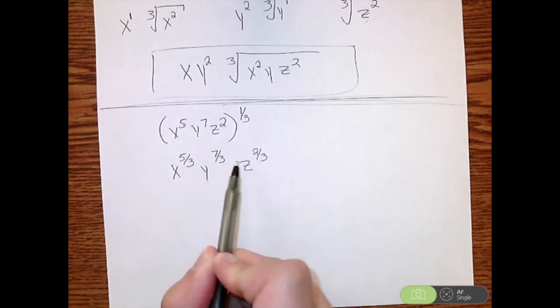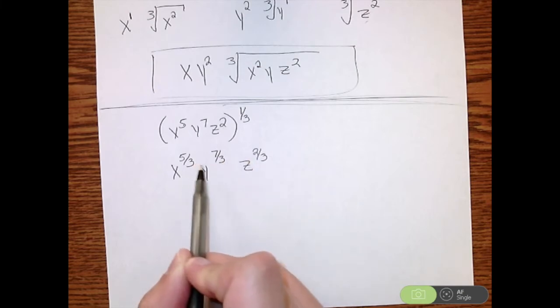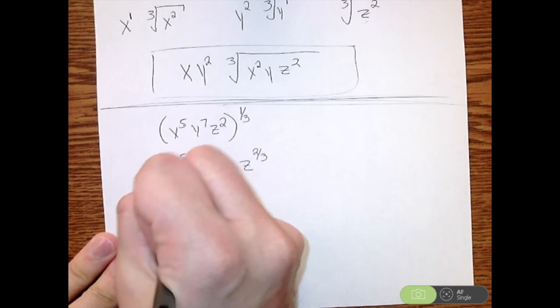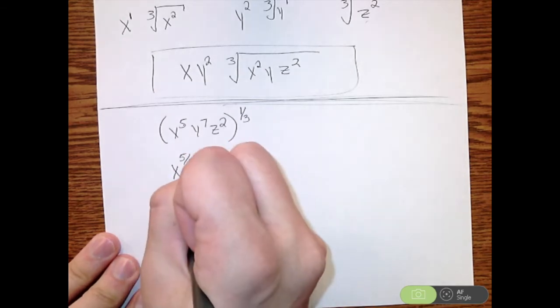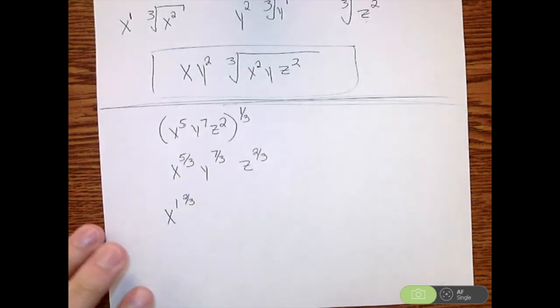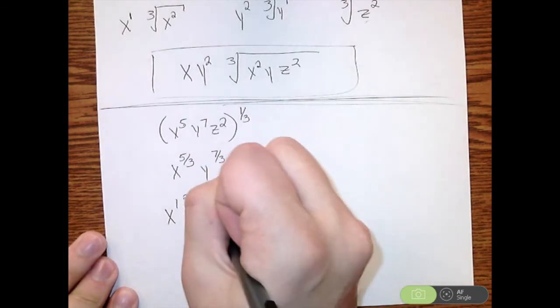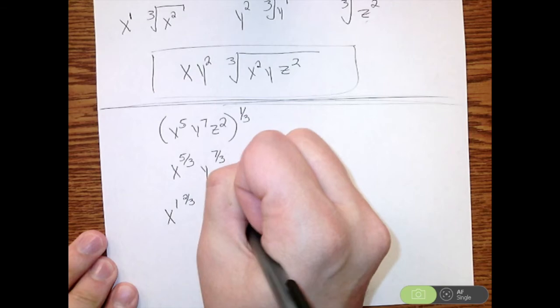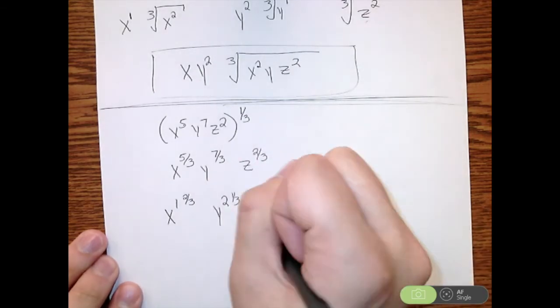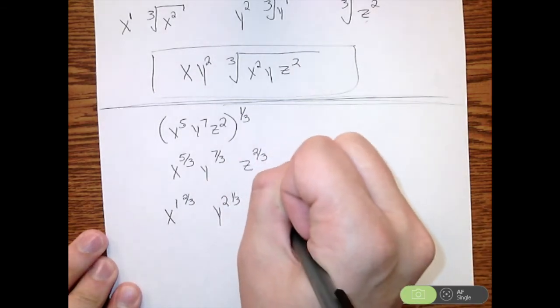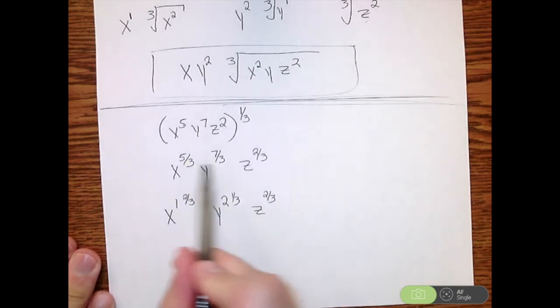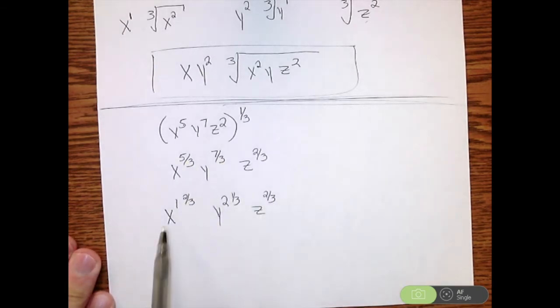Looking at these, each of these fractions is improper, so I'm going to make them mixed fractions. 5/3 is the same as x to the 1 and 2/3 power, y to the 2 and 1/3 power, and then z to the 2/3 power. So I just rewrote these as mixed fractions, where I could.